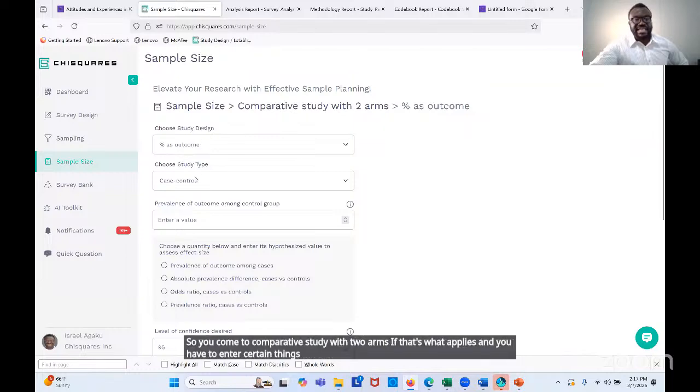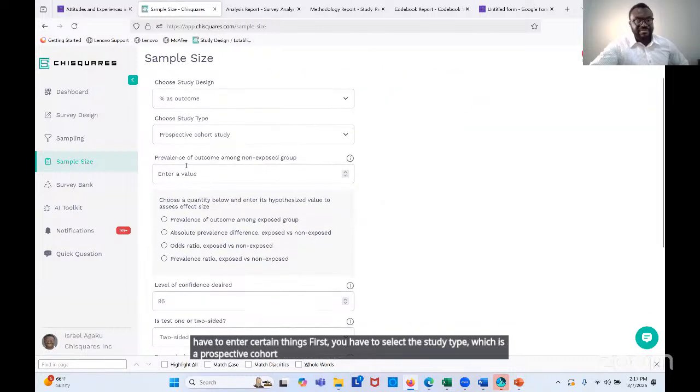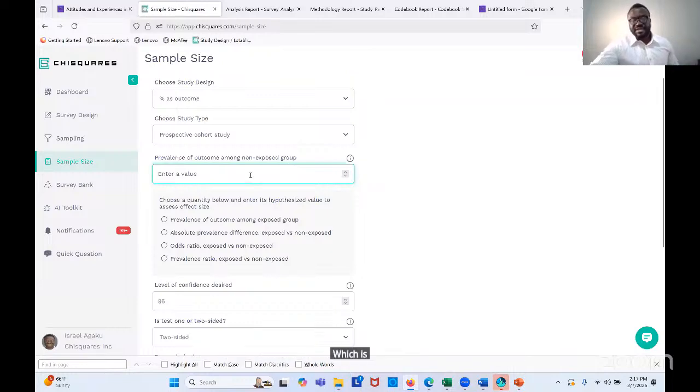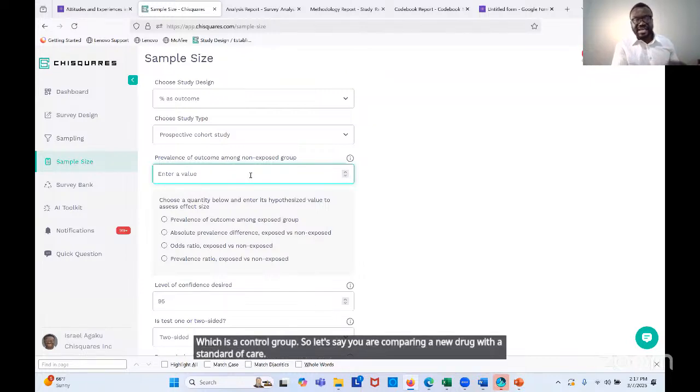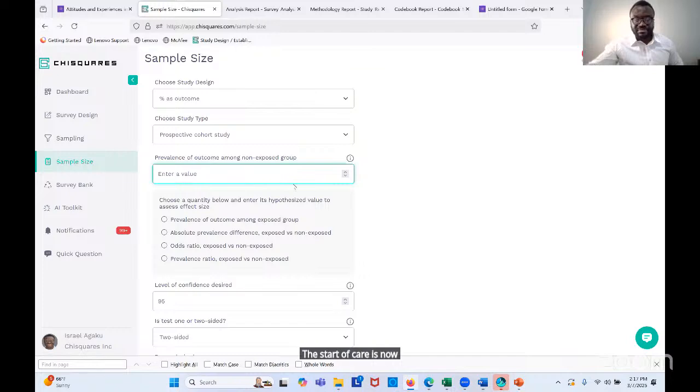First, you have to select the study type, which is a prospective cohort. You have to provide the prevalence of the outcome among the non-exposed group, which is the control group. So let's say you are comparing a new drug with the standard of care. The standard of care is the non-exposed group. So on patients who are on that treatment, what is the percentage of the outcome? You provide that estimate, let's say 20.